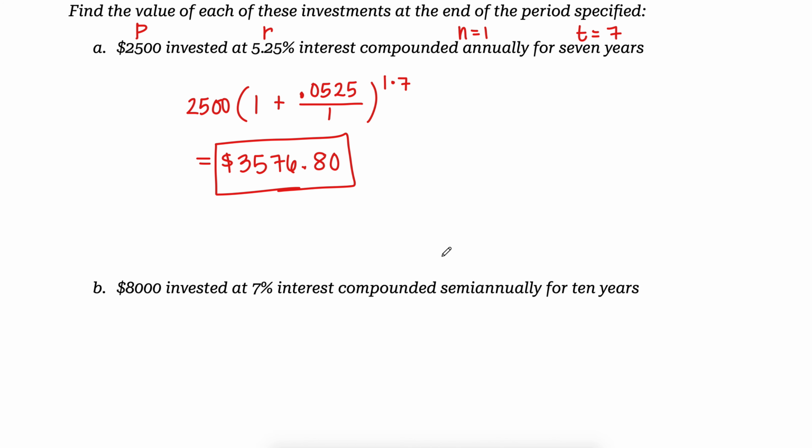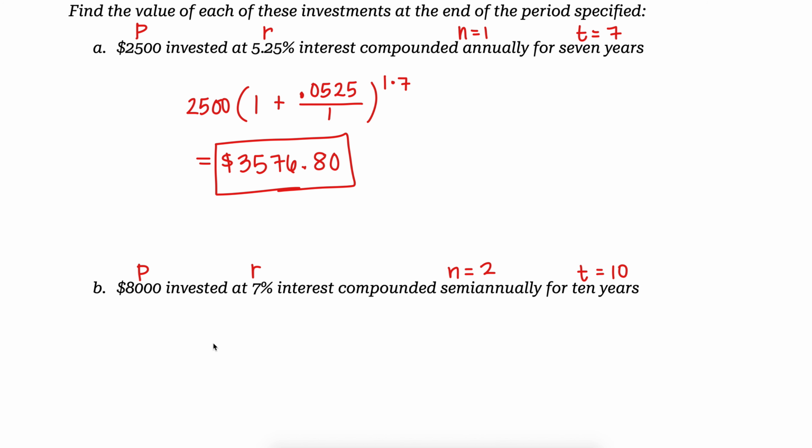So let's do one second one here. This time we have $8,000 invested. That's our principal. The rate is 7%. This is compounded semi-annually. That means twice a year. So our n value is 2. And the time is 10 years.